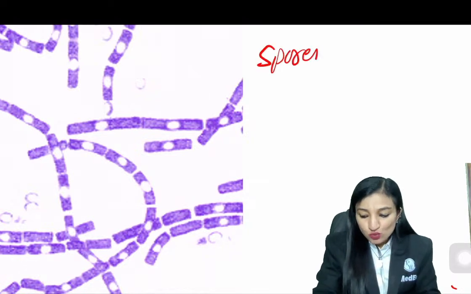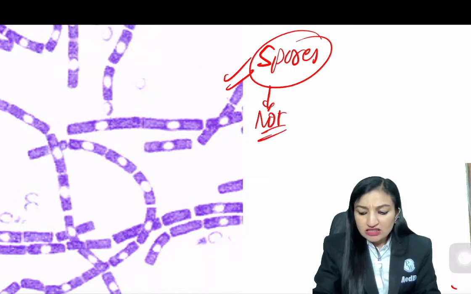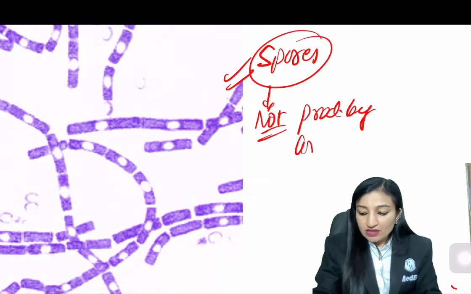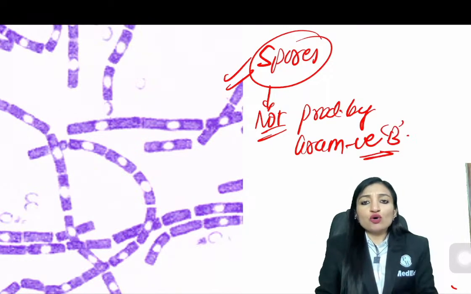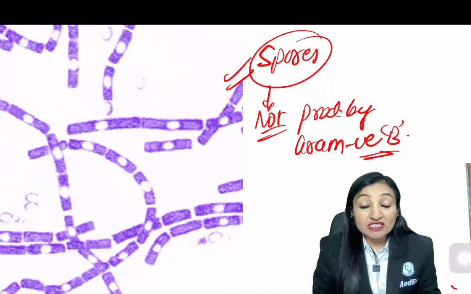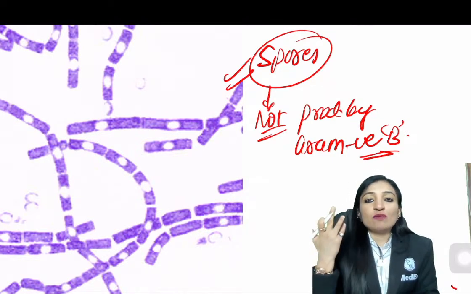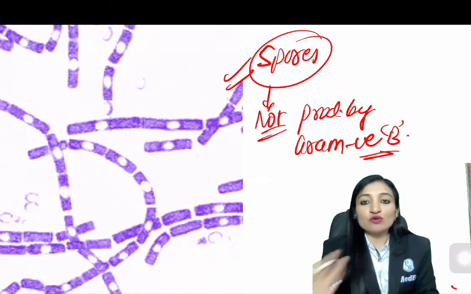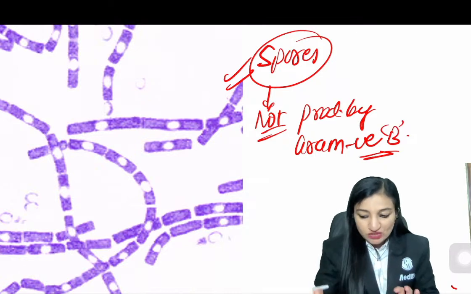Spores, as a rule, remember, are not produced by gram negative bacteria as a rule. So if I ask you, Escherichia coli is spore producer or not, the answer is no, because it's gram negative. What about Shigella? What about Salmonella? What about Vibrio cholerae? What about Haemophilus? All of them are gram negative bacteria. They do not produce spores at all.